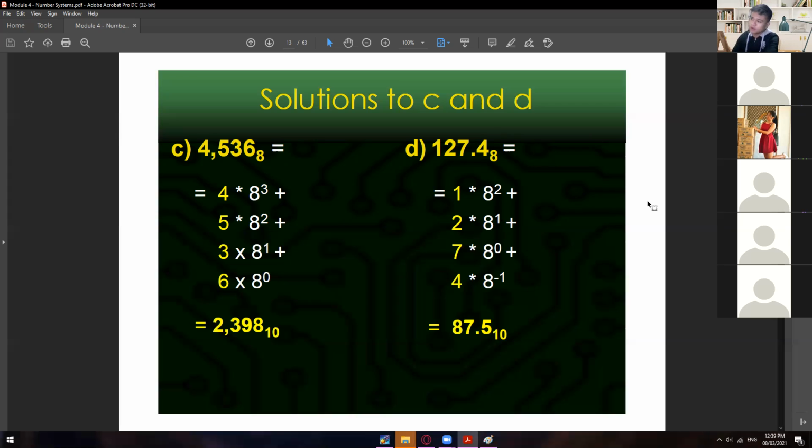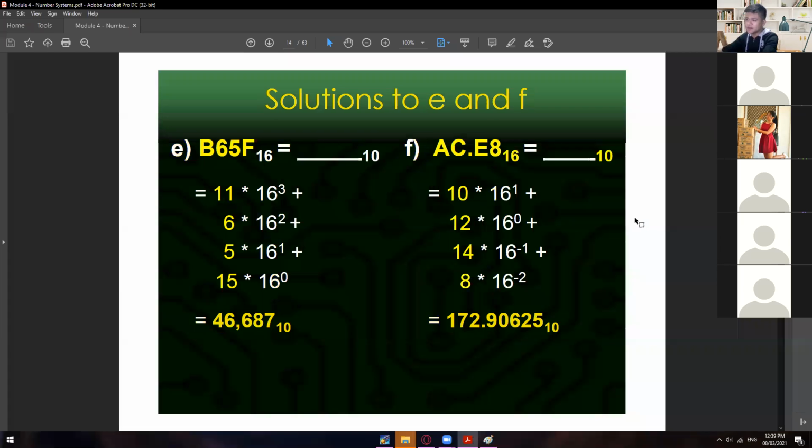Right, so are we clear so far? Okay, very good. So the faster your reply, the faster that we'll be able to finish module number 4, right? So your response is really, really important.